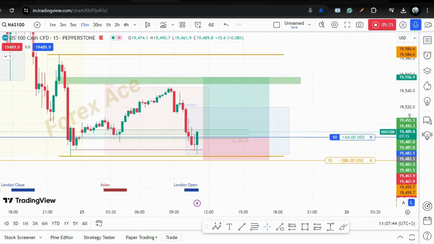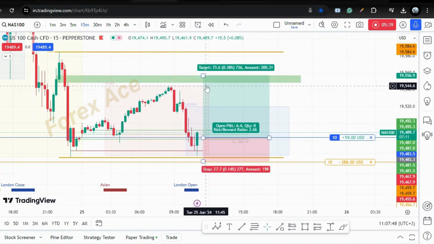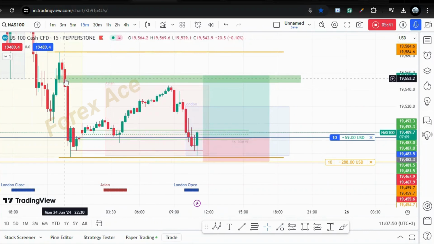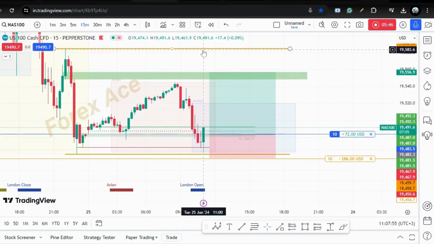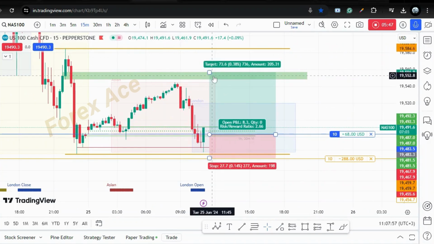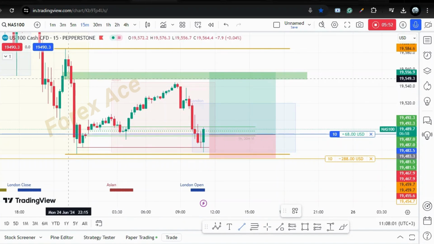So this is the Asian high. So I'm expecting the market to clear the Asian high and come to this imbalance. So that's the trade I'm only interested in. The market could come to this zone. So I'm going to get off the larger part of my trade here.